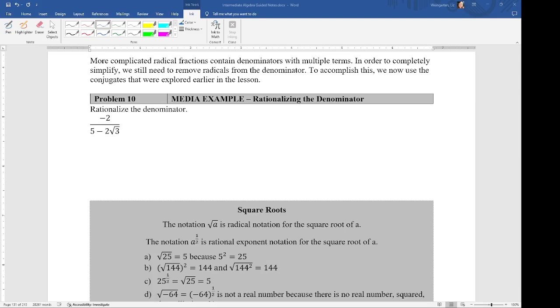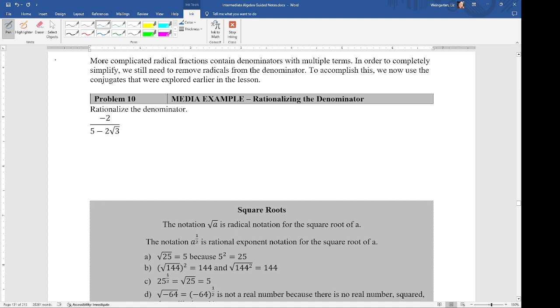A more complicated example to rationalize the denominator. Now we have two different terms. If I multiplied the top and bottom by the square root of 3, it would get rid of this square root of 3, but it would add a square root of 3 to the 5. So simply multiplying the top and bottom by the square root of 3 is not going to work this time.